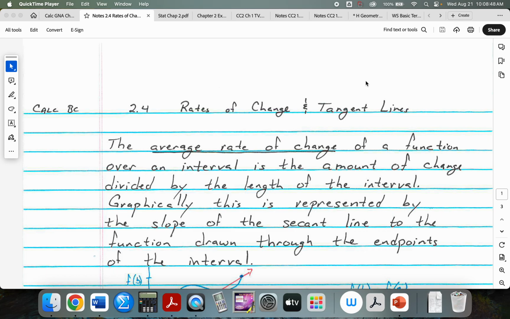Okay, so average rate of change is just how much something has changed divided by whatever interval it is. Frequently, that's a time interval. It doesn't have to be time. You can do, say, the number of apples picked per worker. You could do the average rate of change of the number of apples picked. So it's the amount of change divided by the length of the interval.